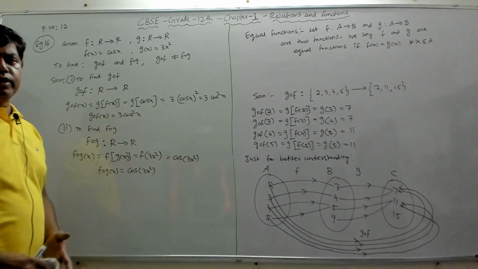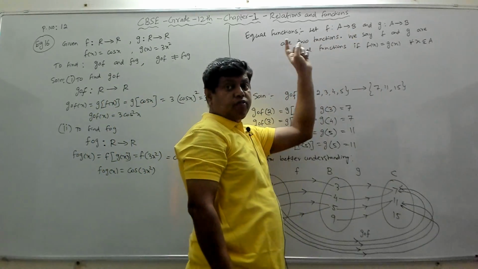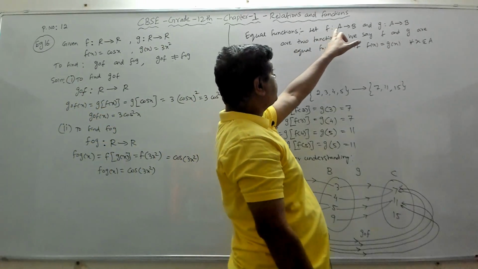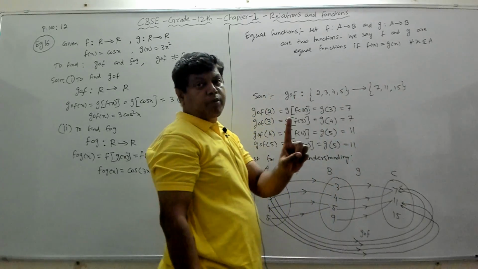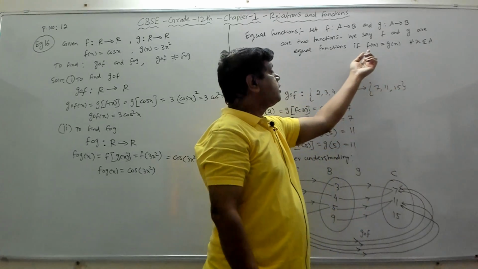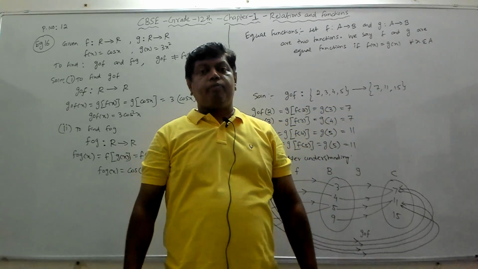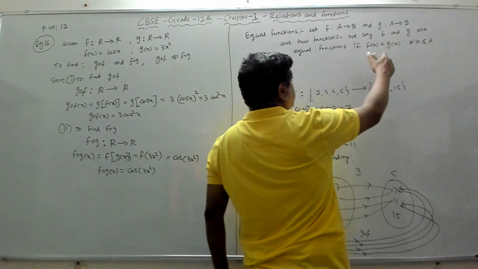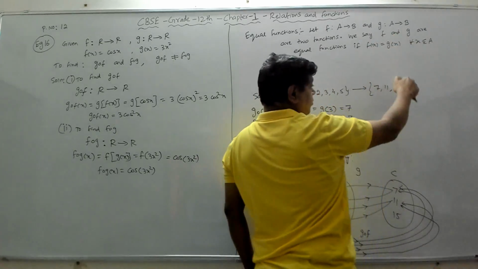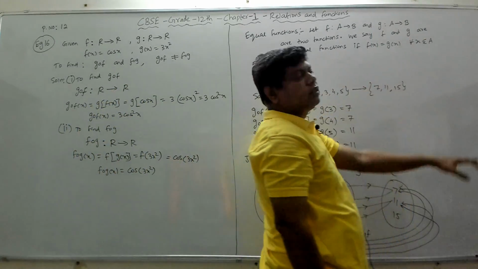When do we say two functions are equal functions? The function f is from A to B, and the function g also should be from the same set A to B. So whichever set f is from, g should also be from A to B, and your f of x should be equal to g of x for every x in A. Which means the image of any element under f should be the same as the image of that element under g. So the image of any element x under f is the same as the image of x under g, which means f of x should be equal to g of x for every x belonging to the domain.